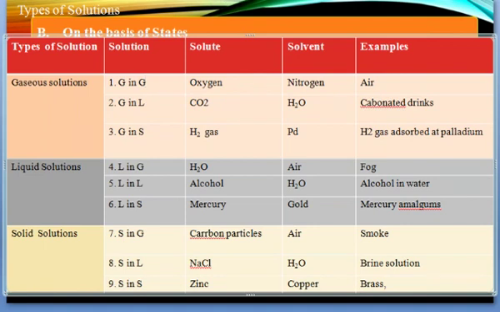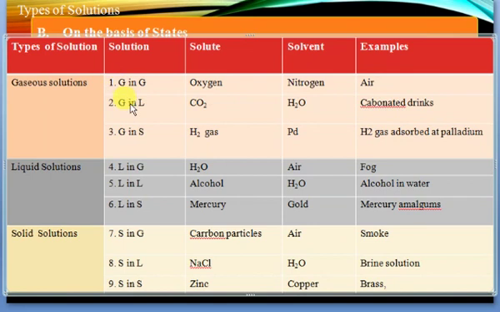In this case, oxygen is a solute which is present in a little amount, and nitrogen is present in a huge or enormous amount. So this oxygen is dissolved in nitrogen and these make a solution. The example is air, which is 21% oxygen, 78% nitrogen and 1% other gases. So this is the first example of gas and gas solution, or gaseous solution.